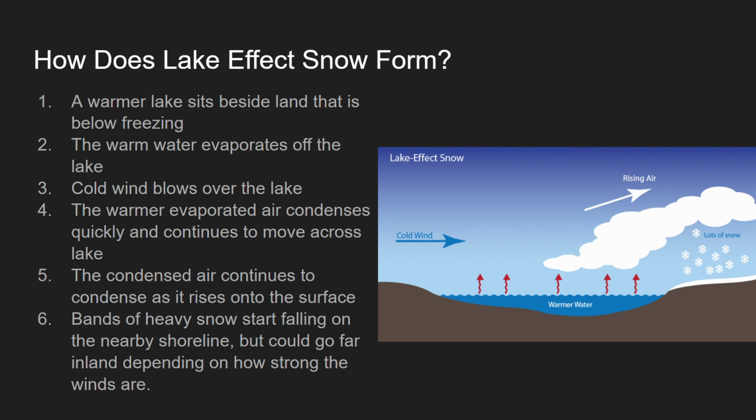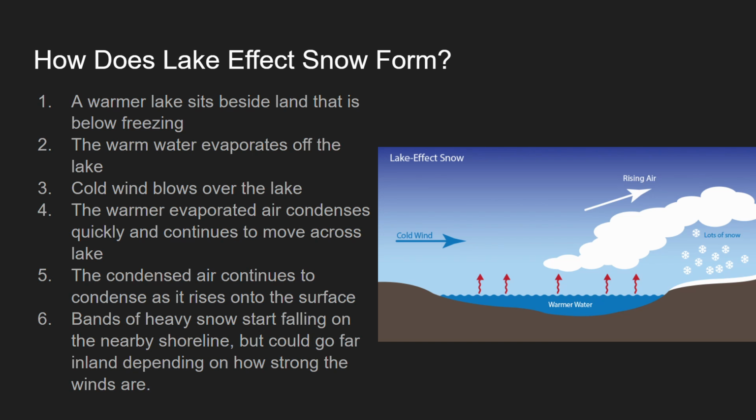Now that land is below freezing. Now the warm water evaporates off the lake. Now the sun is shining on this warmer body of water. The clouds don't form until the eastern part, generally the eastern part, could be southern part, northern part, depends on the body of water, but generally the eastern part. The clouds don't form until the very eastern part, or the part just before the area getting those lake effect snow bands.